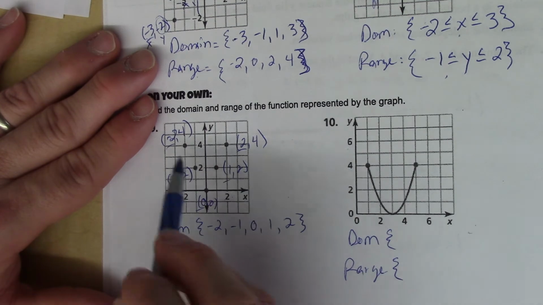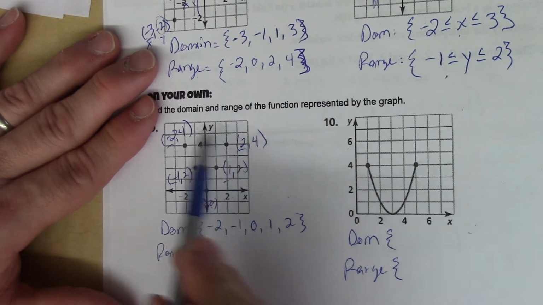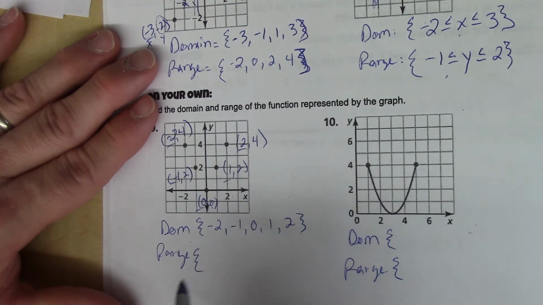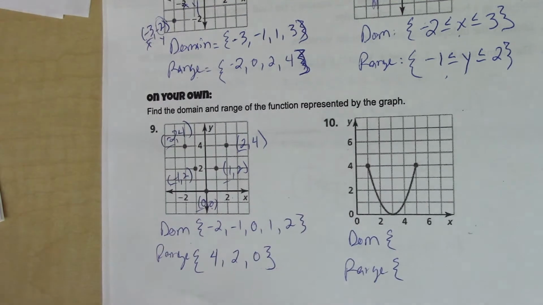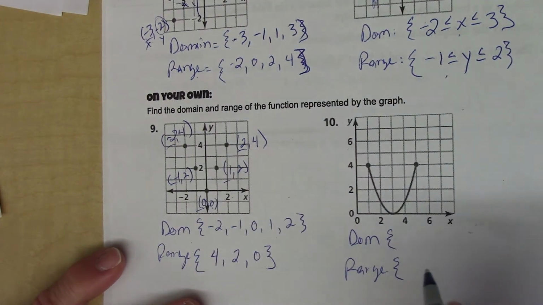Range is my y values. I got 4, 2, 0, and then I got another 2 and a 4. Those are already existing. I don't need to write it more than once. I can write 4, 2, and 0, or 0, 2, and 4. I don't care, okay? So just all the y values. And again, if they show up more than once, you don't have to write them more than once. If you wrote 4, 4, 2, 2, 0, it's still right. You just don't have to, okay? The domain covers all of the y values that are used, okay?